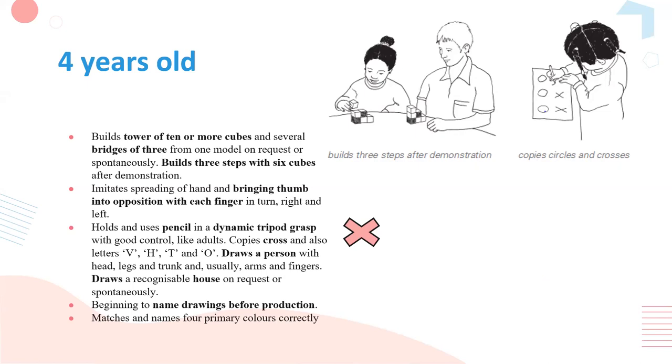And they even hold the pencils in a dynamic tripod grasp with good controls, just like us. And they can even draw a person with head, legs, and trunk. And they even can draw a house, but not a complete house. And they can start to name their drawings before they produce a drawing. For example, I want to draw a flower. Then only she draws the flower. Okay, next.